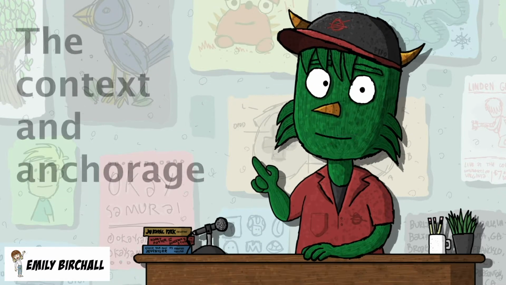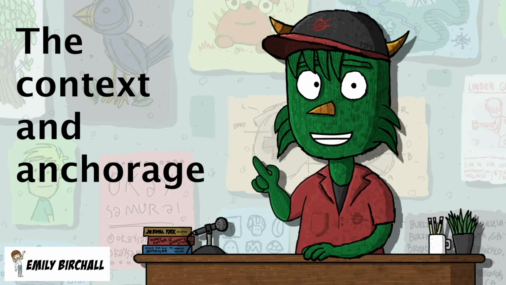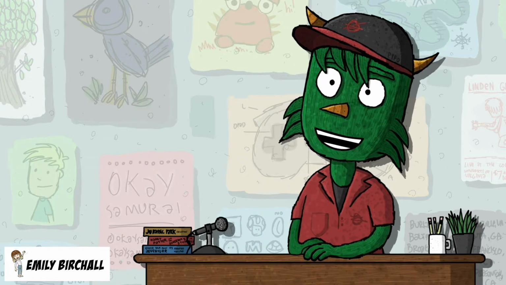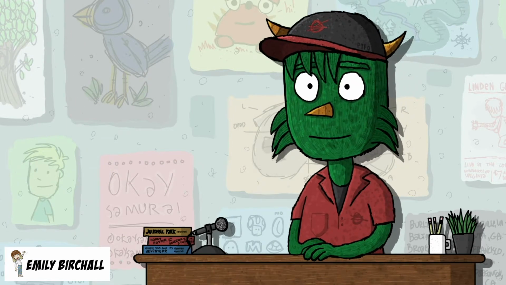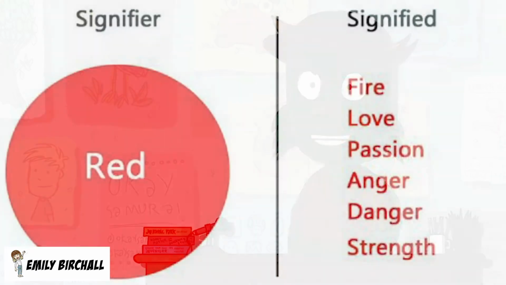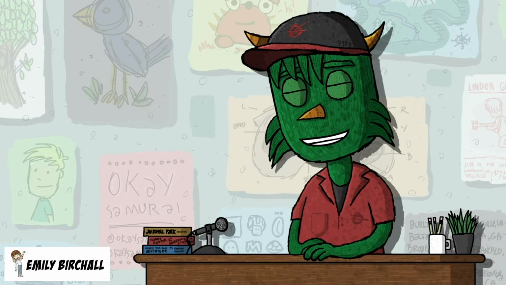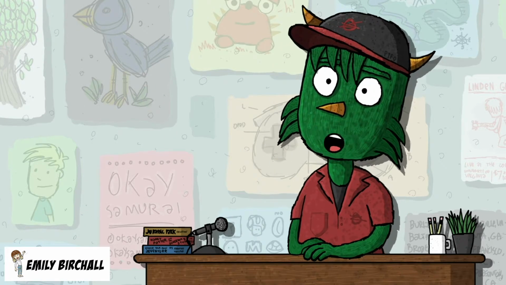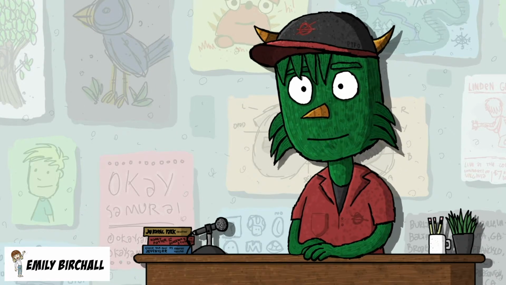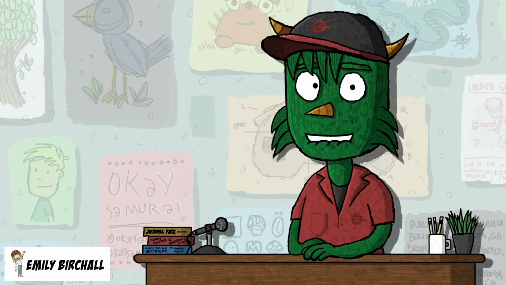Okay, let's move on to the context and the anchorage. Often our interpretation of a sign will be based on the context in which it is shown. For example, the colour red often has connotations of danger, and it is used on many warning signs. Therefore, a circle with a red border or with a diagonal bar across it gives our interpretation some context.